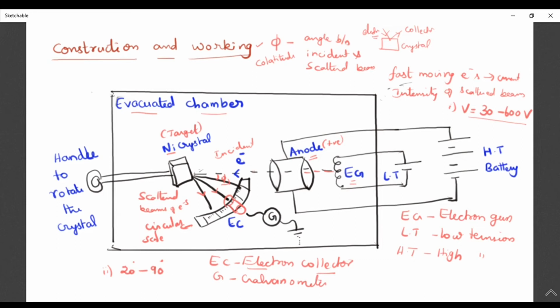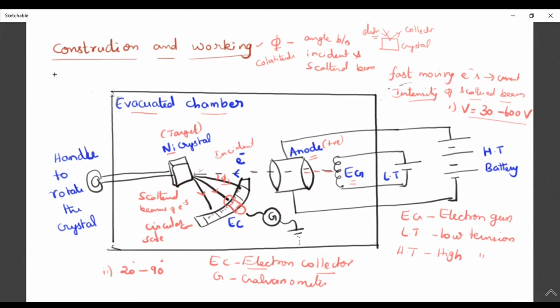And this electron collector is connected to the galvanometer. This galvanometer shows the current, which is nothing but the intensity of the scattered beam. Okay, and another variable I mentioned is phi, the angle between the incident and scattered beam. So the experiment keeps on repeating for different voltages, different accelerating potentials, and they keep on measuring this current, which is equivalent to the intensity of the scattered beam, for each position of this nickel crystal, right? And they observed two things.